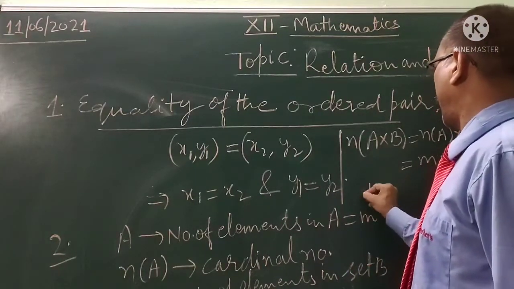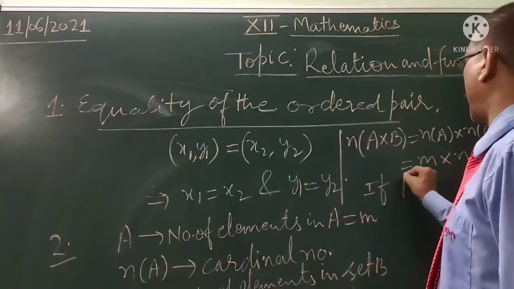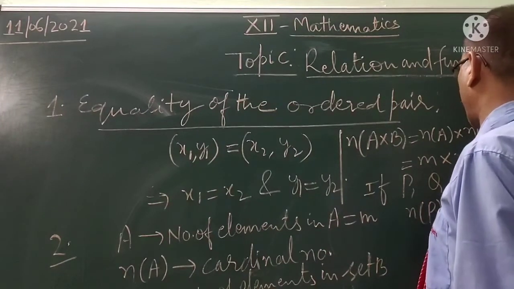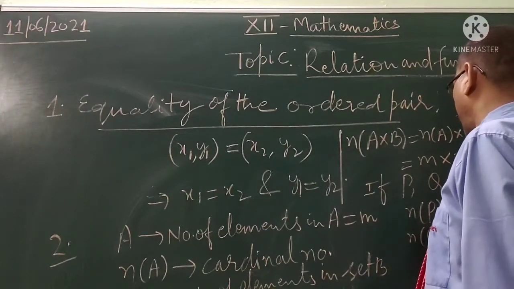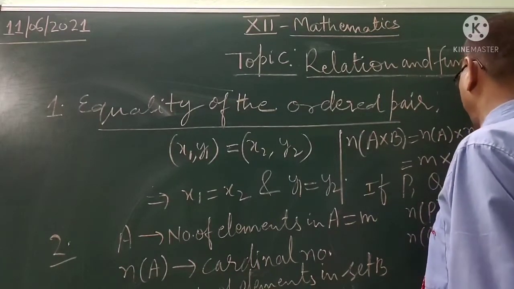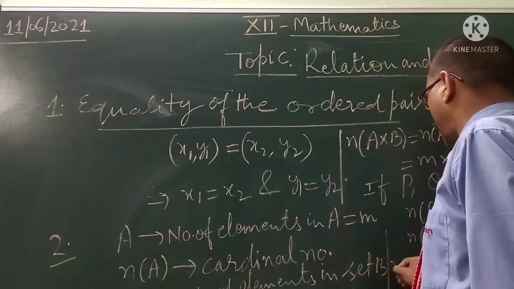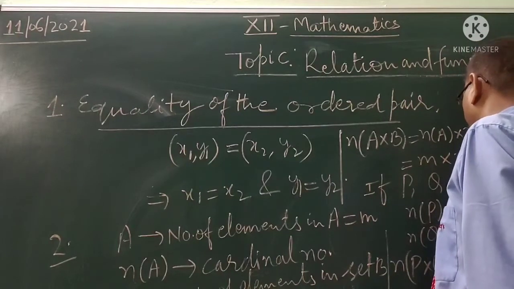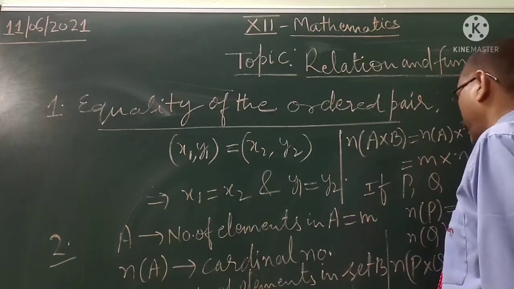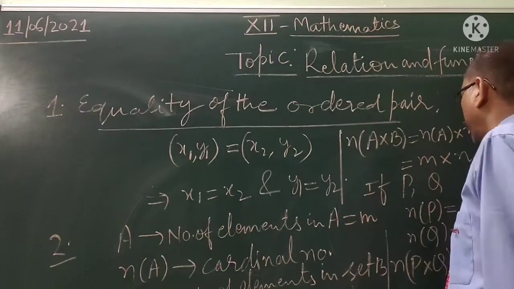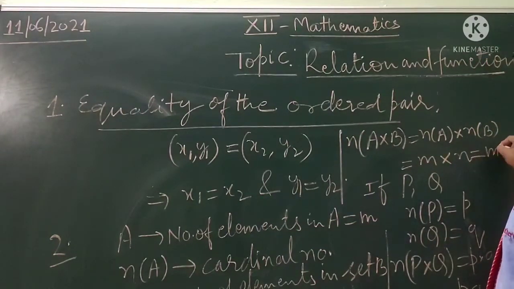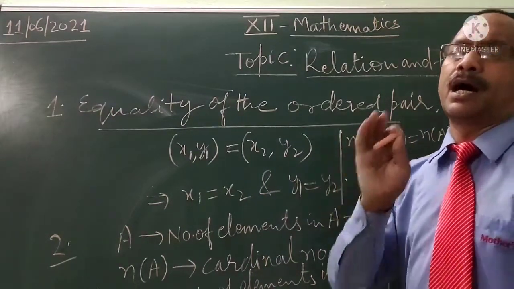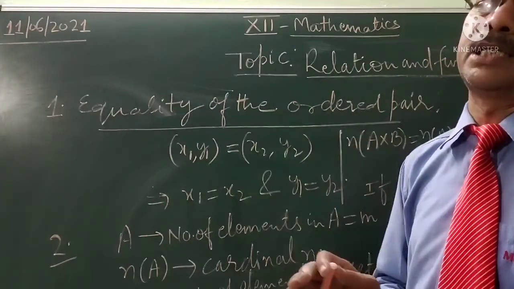Similarly, if there are two sets P and Q, with n(P) equal to p and n(Q) equal to q, then n(P cross Q) equal to p into q, or it is pq. It is also called mn. So the product of the number of elements is equal to the number of elements in the Cartesian product.